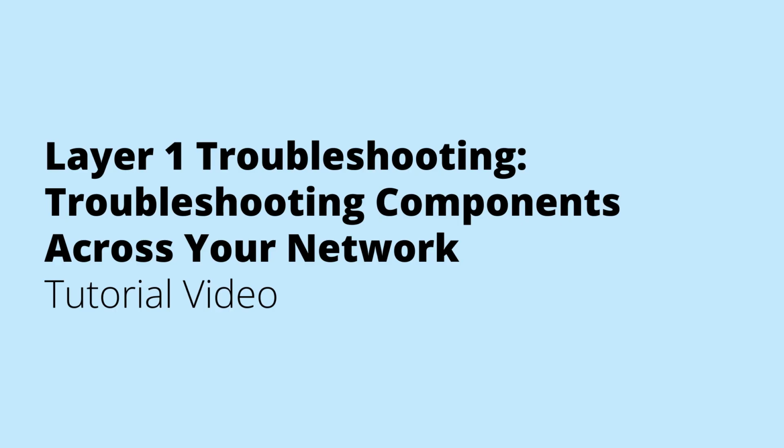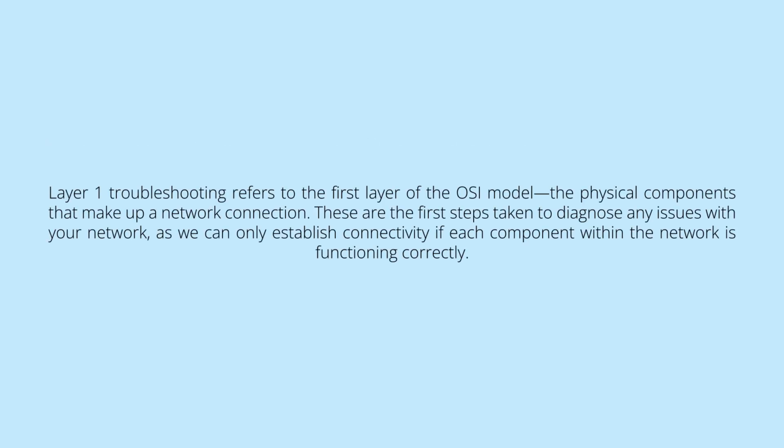Today we will be discussing how to proceed with Layer 1 troubleshooting related to your network connection. To begin, what do we define as Layer 1 troubleshooting? Layer 1 troubleshooting refers to the first layer of the OSI model, the physical components that make up a network connection. These are the first steps taken to diagnose any issues with your network, as we can only establish connectivity if each component within the network is functioning correctly.